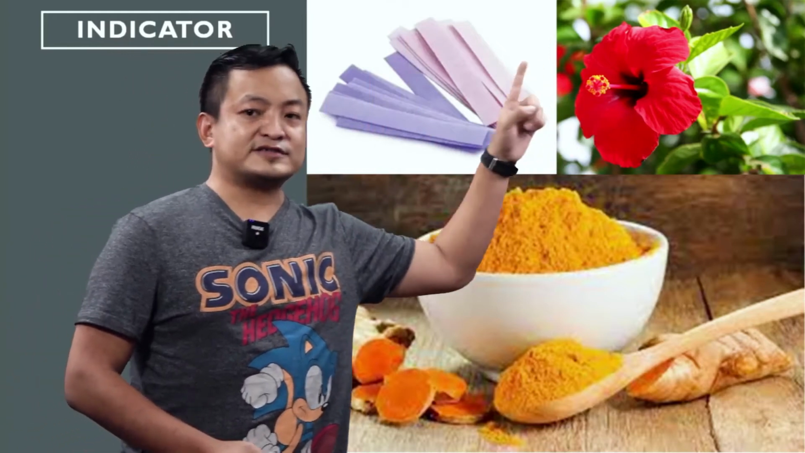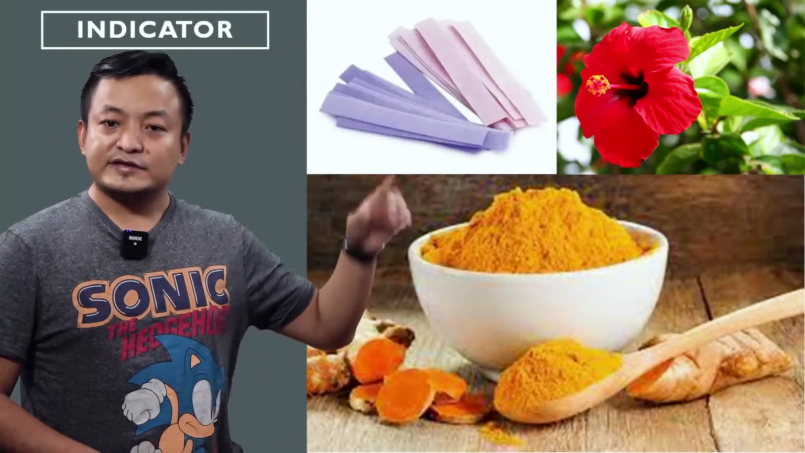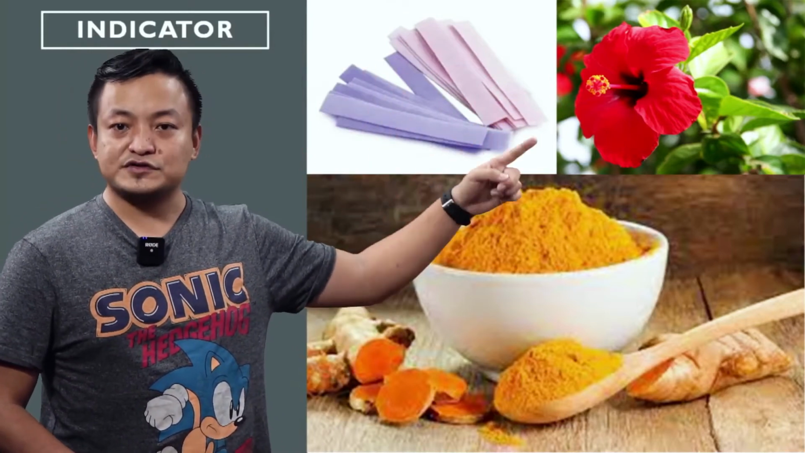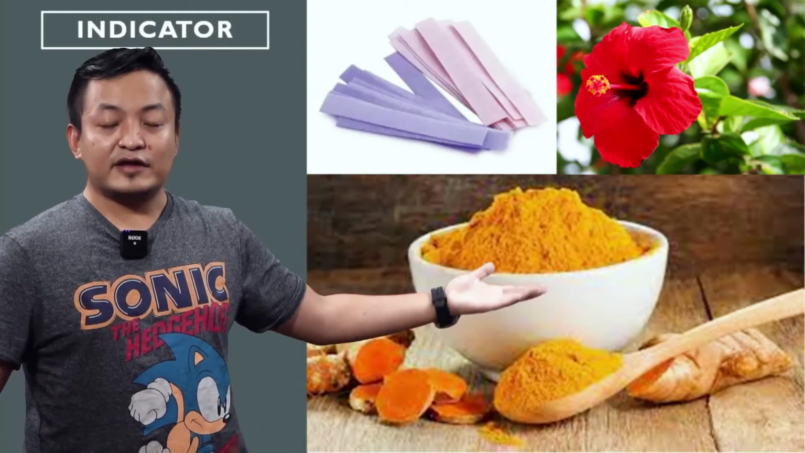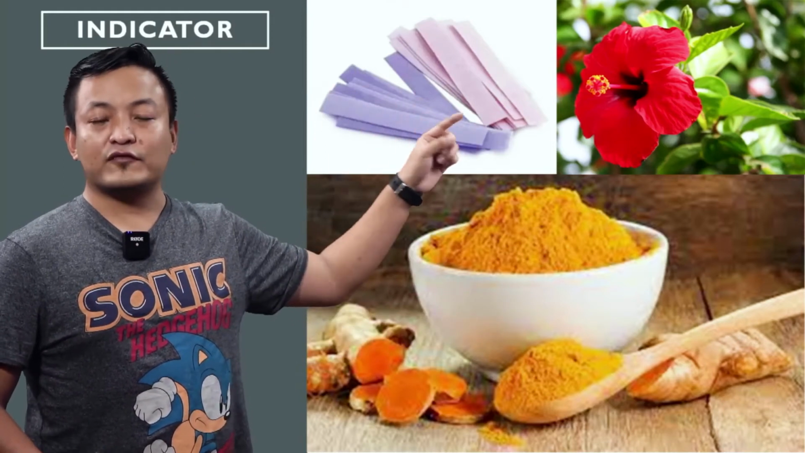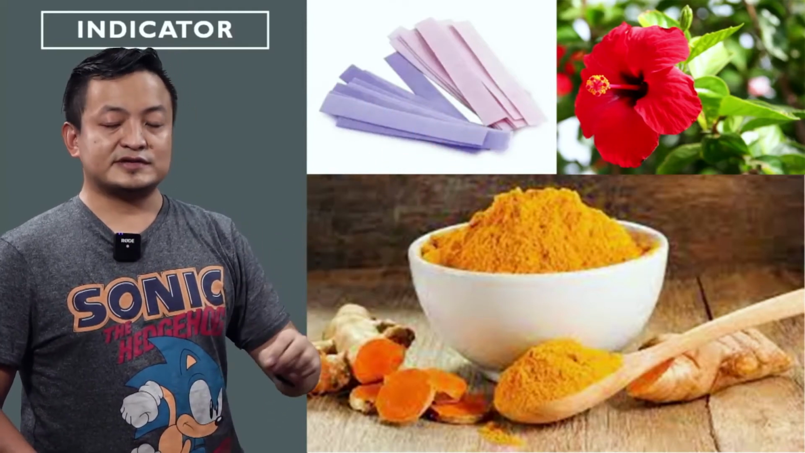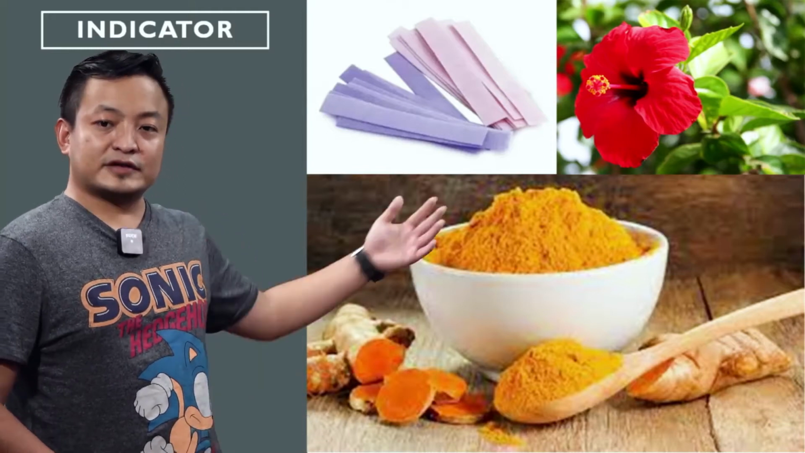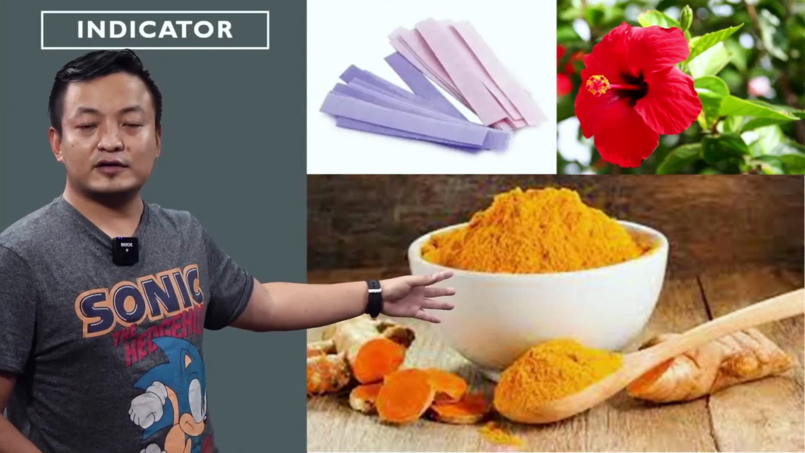Now, what about this flower? We see this flower in our neighborhood, right? This beautiful flower here is a China rose. Okay? A China rose. So this is a natural indicator, right? So with the help of this China rose, we can also know whether a substance is acidic or base.